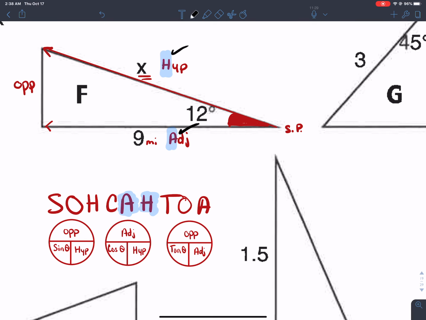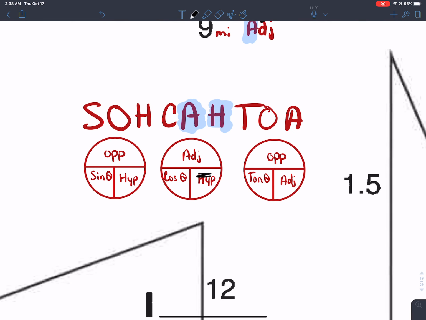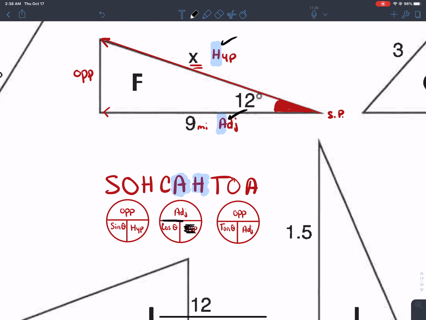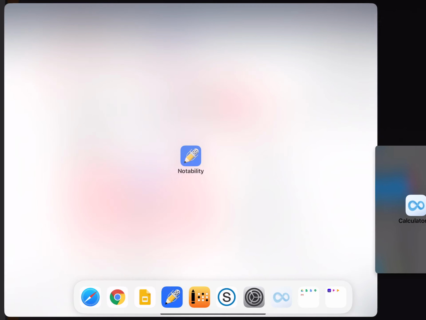Now I'm trying to find the hypotenuse. So if I'm trying to find the hypotenuse, I'm going to cover this thing up. And what am I left with? I have the adjacent side divided by cosine. So I'm going to show my work. I put down the adjacent side, which is 9, divided by cosine of 12 degrees. And then in my calculator, we'll punch that information in.